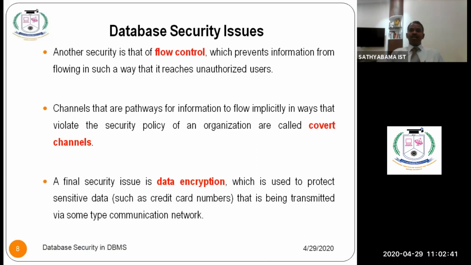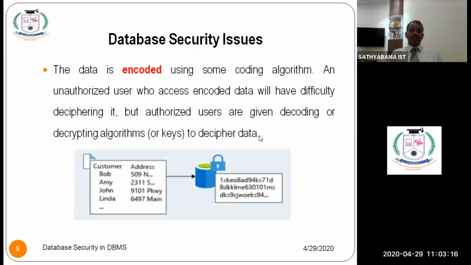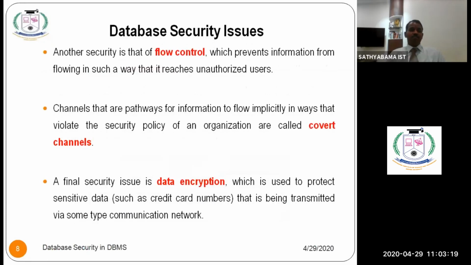And another component in terms of database security issues. In many organizations, they have pathways for how information implicitly flows. Within the organization, data is transmitted between different users. For example, the data flow between your GM, the managers, project leads or project members, you should ensure that the data is flowing in the correct manner. That is a covert channel. The covert channel also plays a major role.